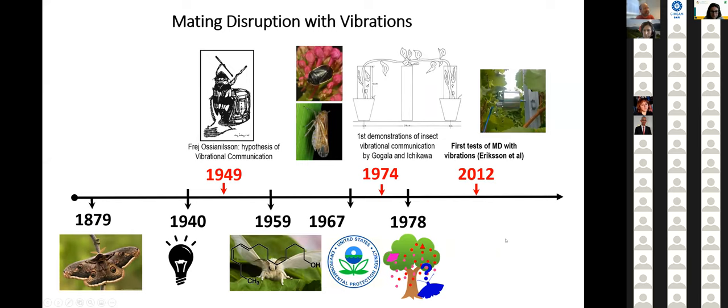The first tests of mating disruption with vibration were done in 2012 in San Michele, so in our facility. And 2016, as I said before, is the definition of biotremology as a scientific discipline. So you understand that this is a really new discipline. It deserves to be spread more in the community of farmers, of people involved in agriculture, especially for crop protection, and not only.